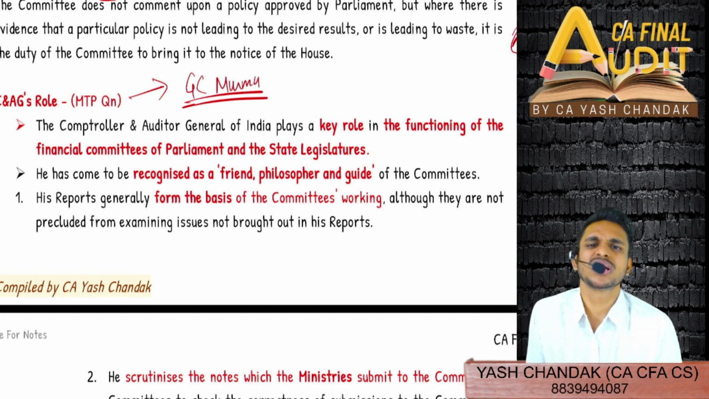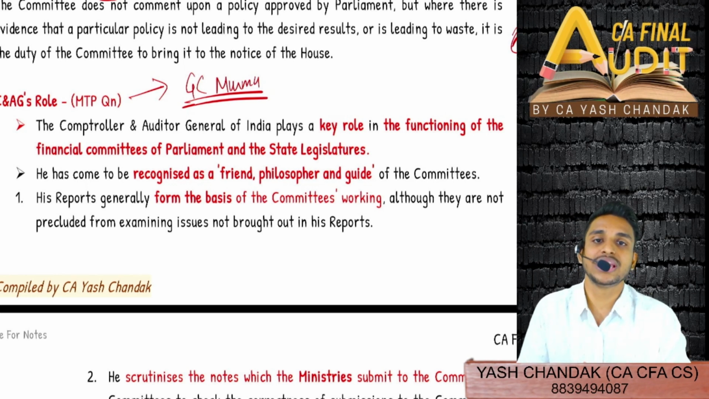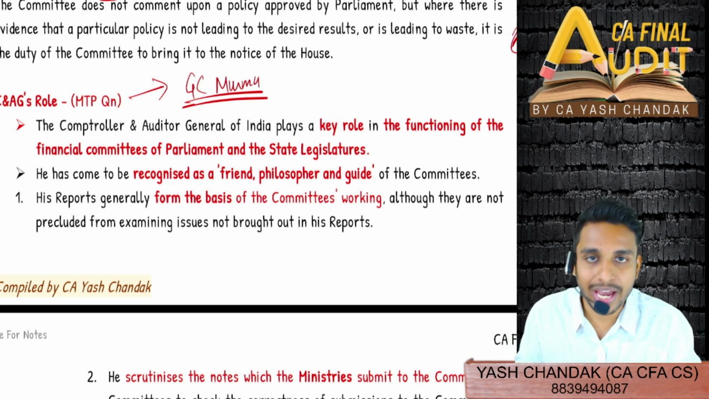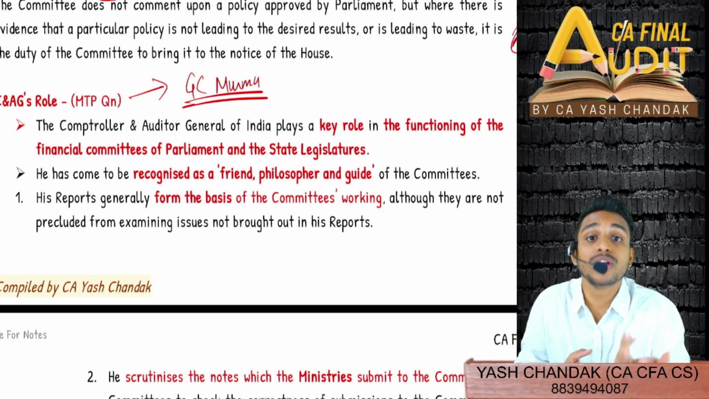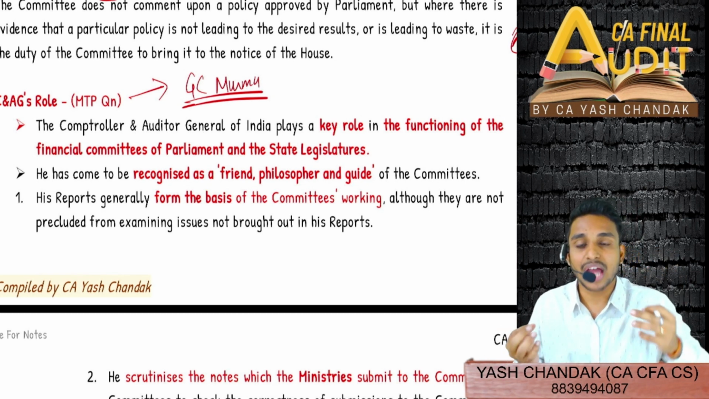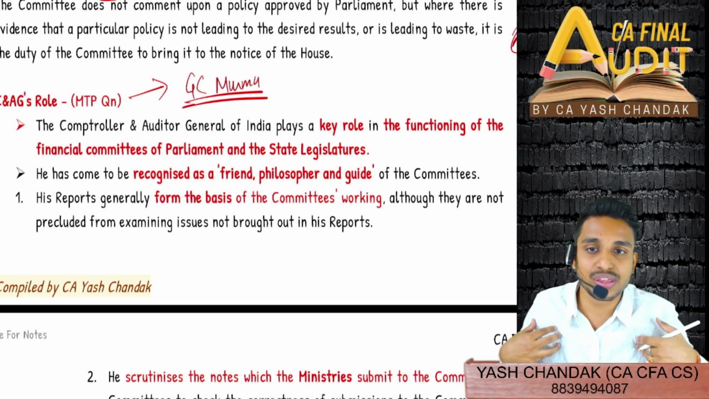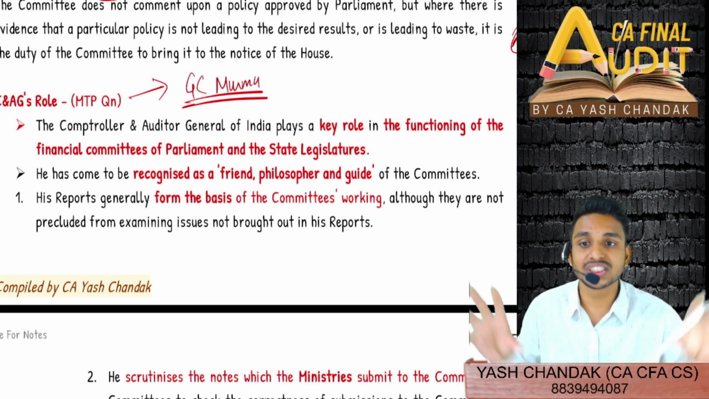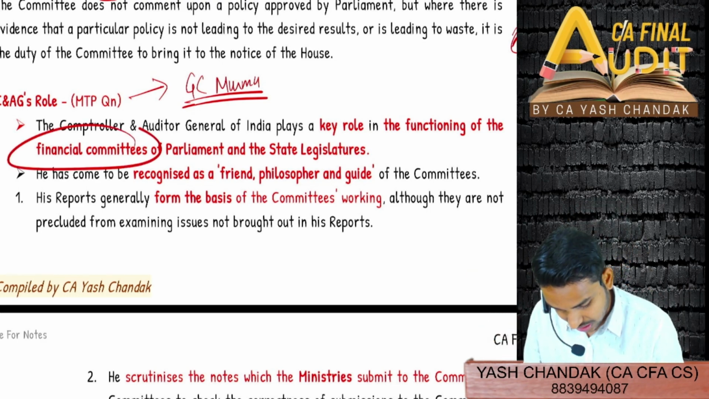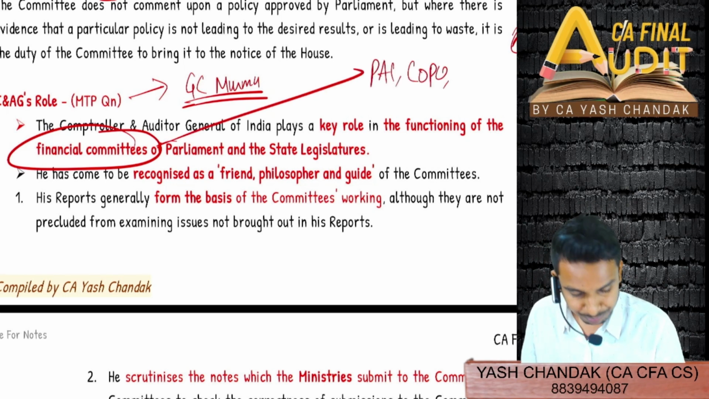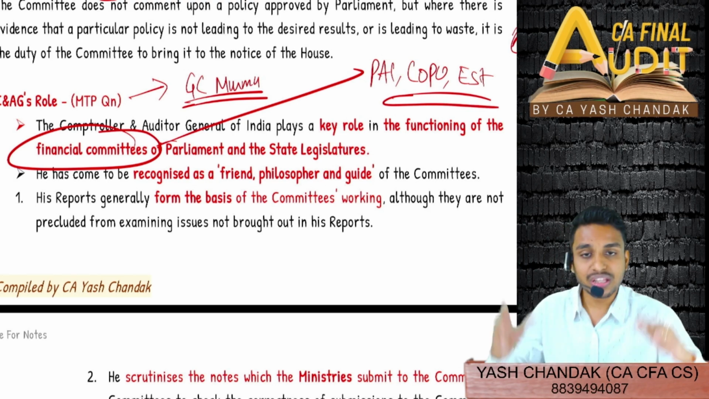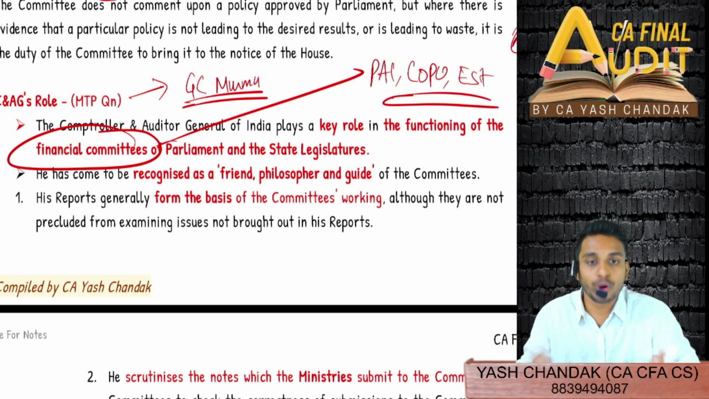And if you ask him, what is your role? Tell me. So he'll first kick you, and then he'll tell you, you are asking me what my role is. My role is the key role. So I'll ask, key role in where? As a CAG, if I am GC Murmu, I'll tell you: key role in all the functioning of the financial committees. These financial committees which you just learned, PAC, COPU, Estimates Committee, all the functioning of these committees, I only play the key role.